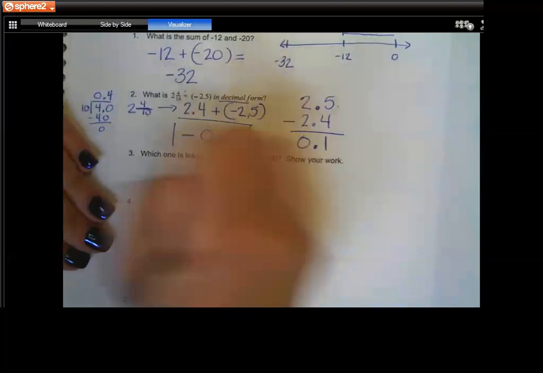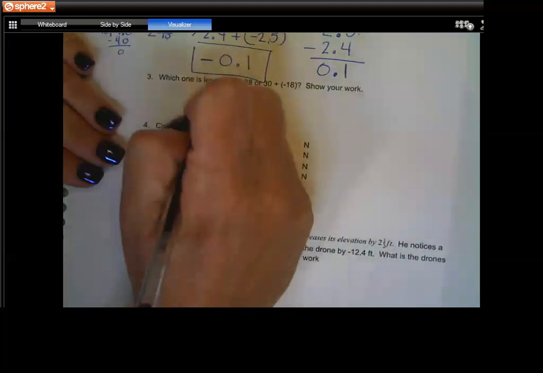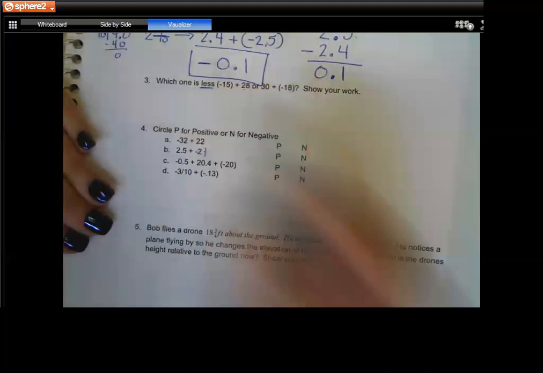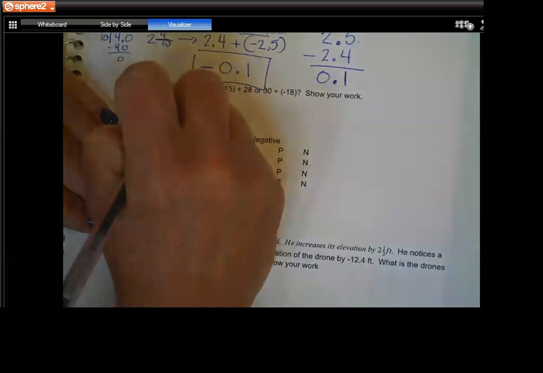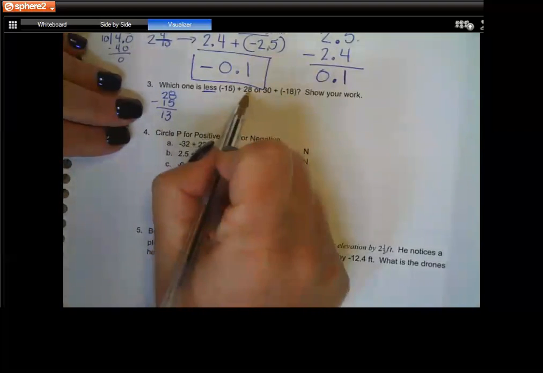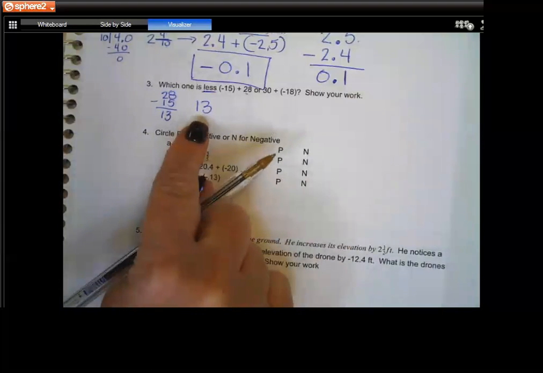That's my answer. Okay, number 3, which one's larger or which one's less? Negative 15 plus 28 or 30 plus negative 18? So first of all, you can solve these however you want. Okay, I'm going to stick with the rule. When adding two numbers with different signs, you don't add, you subtract. So 28 minus 15 comes out to be 13. 28 is bigger than 15 and it's a positive. So this is a positive 13.